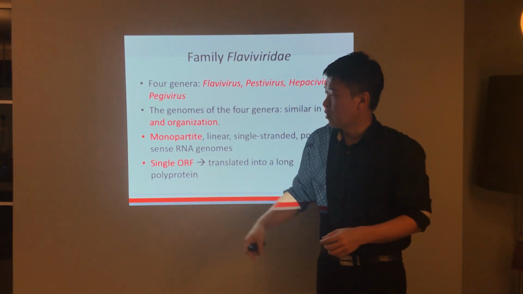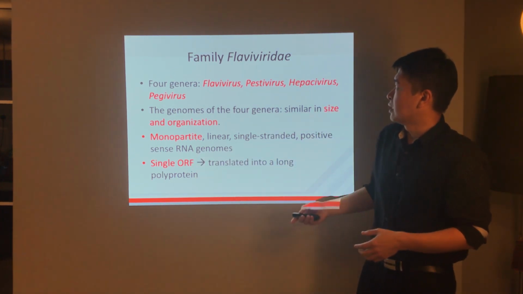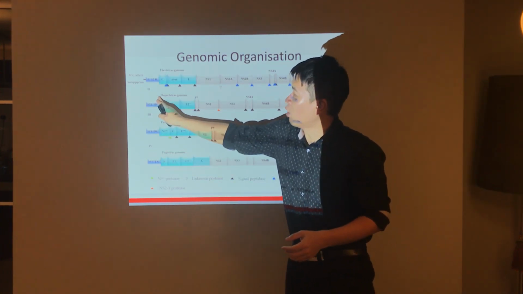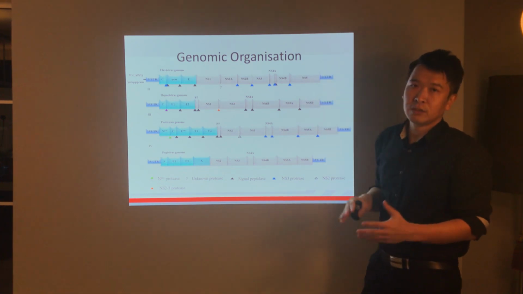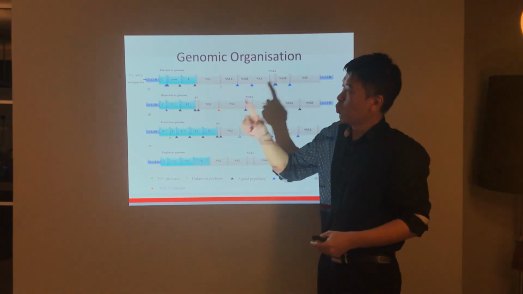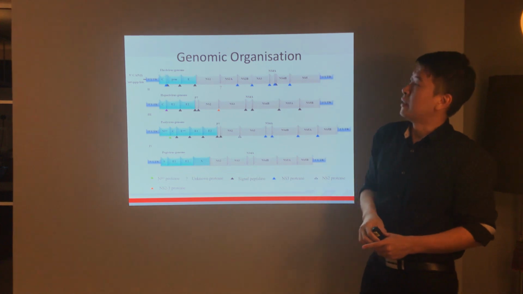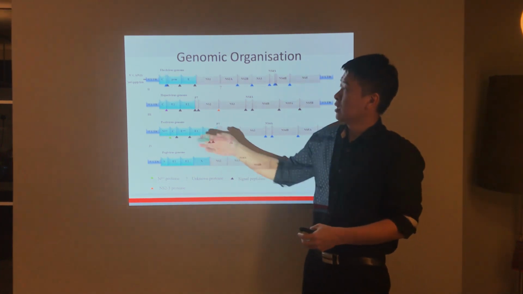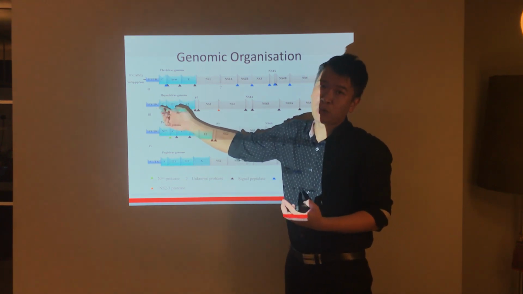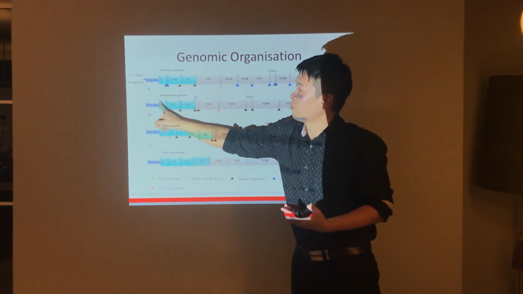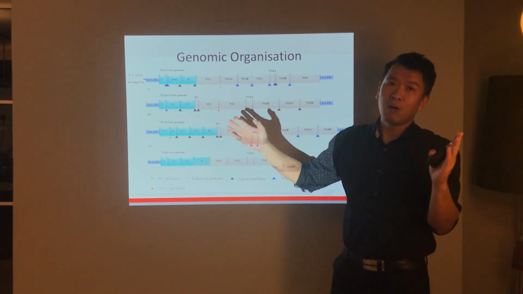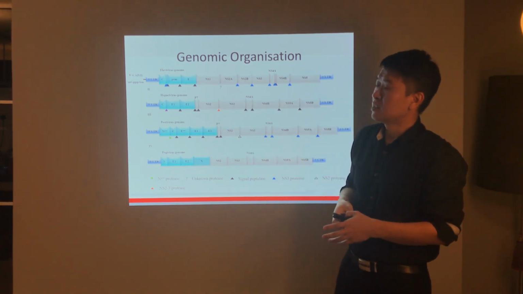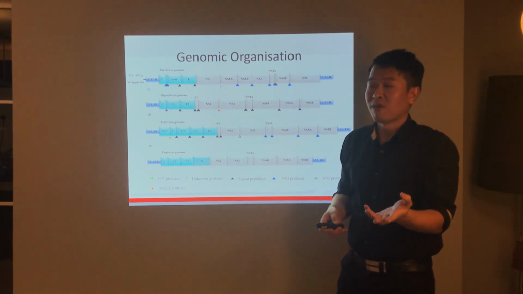Of course, it's a single ORF, meaning you only have one start codon and one stop codon, where the start codon is here and the stop is all the way over here. So it's just one reading frame all the way to the end. What it means also is that the viral protein will be translated from beginning to end as a long polypeptide and then clipped into individual proteins for their functions, similar to poliovirus.